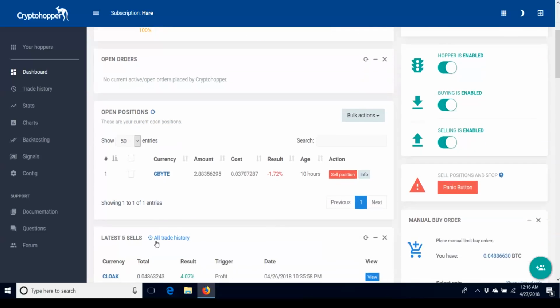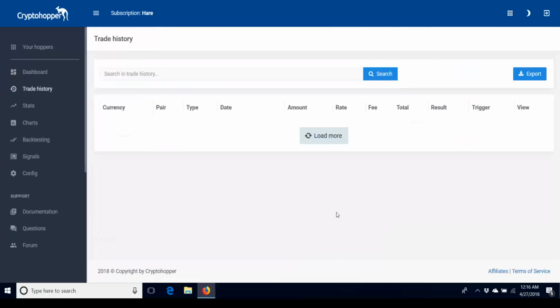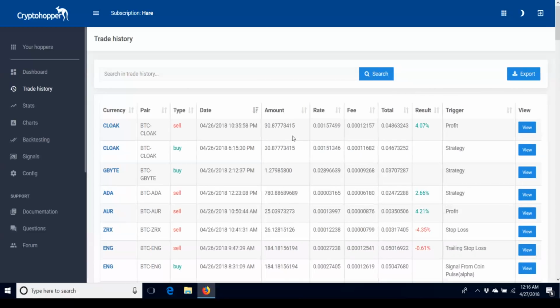But if you ever want to see, you can just open up the trade history, and it shows exactly what it's done. Here you can see what the coin is. Of course, it's usually always BTC and the coin, so that doesn't matter too much. What it's doing, selling, buying, the dates, the amount of coins, the rate per coin, whatever fee you had to pay, the total, and it gives you the result. And then you can see here the trigger, and that's some of the settings that I'll go over, but this is what triggered this action.